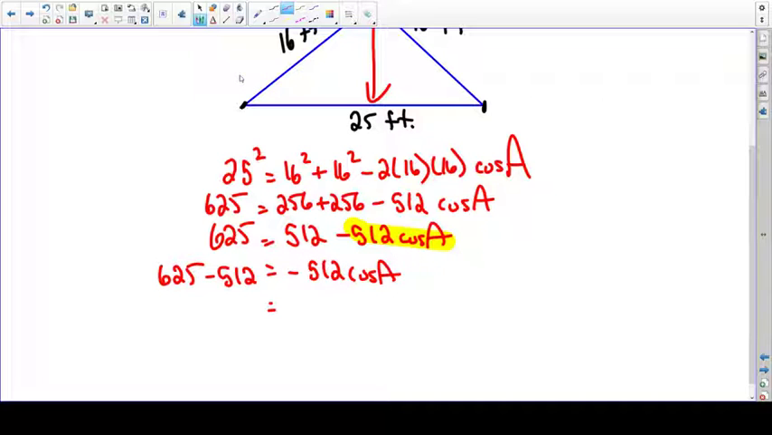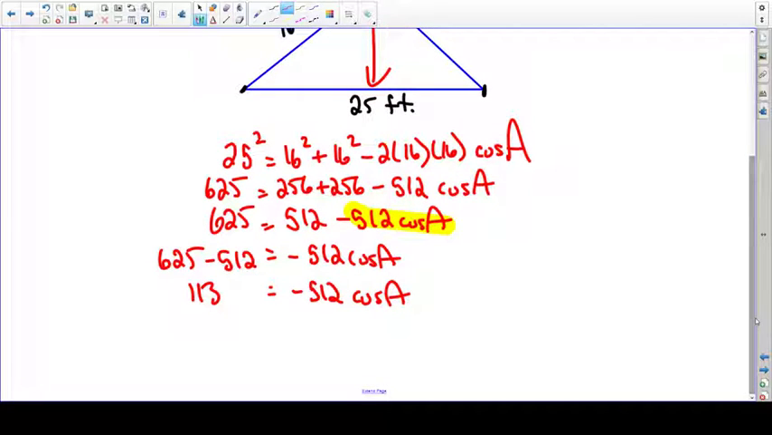When we do that, we're going to get 113 as our answer. Do I like that? Yeah, I like that. And that's going to equal negative 512 cos A. Now to figure out what the cos of A is, we're going to take 113 and divide it by negative 512. We could just leave the negative sign kind of in the middle. That's fine.